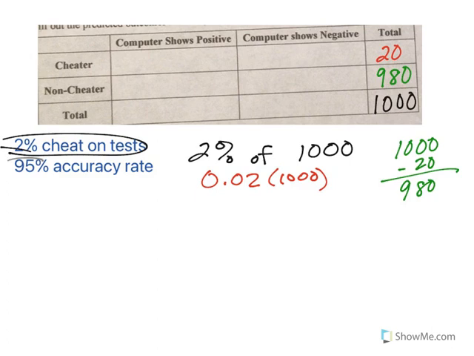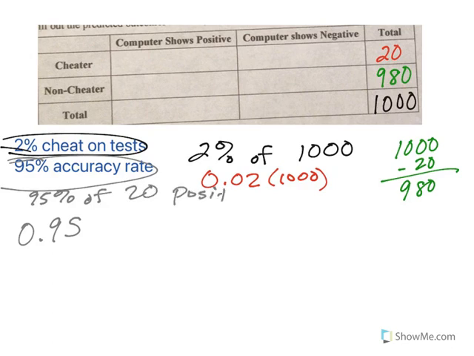Now we deal with the accuracy rate. We have 20 cheaters. A 95% accuracy rate means that 95% of the 20 will be positive. That's what the accuracy rate means. 0.95 times 20 tells me that 19 of the 20 cheaters will test positive. So that's 19 test positive.